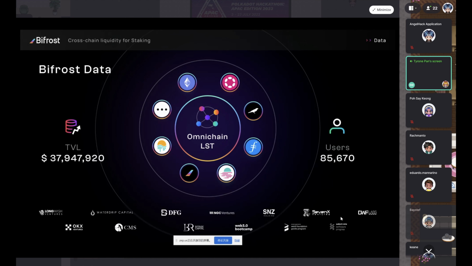Once we stake right there, Bifrost will have a message to know that the stake has succeeded, so we can generate a vToken for users. That's the simple logic of how the user gets a liquid staking token on Bifrost.